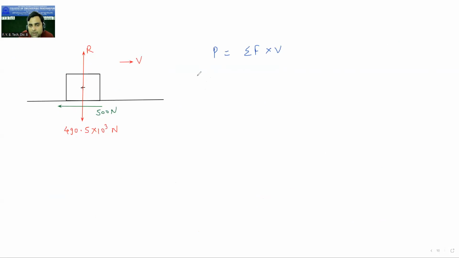43.03 into 10 raised to 3. Their power is the same. Summation F is only 500, minus, into velocity. What is the value of velocity?